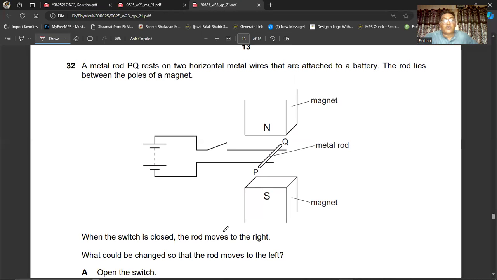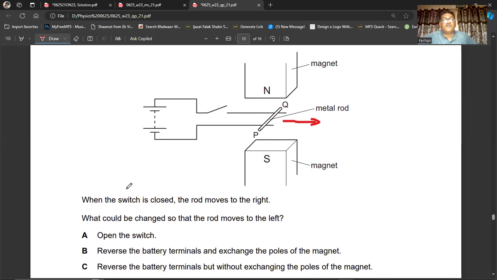When the switch is closed, the rod moves to the right. So this is moving to the right. Okay. What could be changed so that the rod moves to the left? You can change these poles, then it will go to the left, or you can change the direction of this current. How? You could reverse this battery.